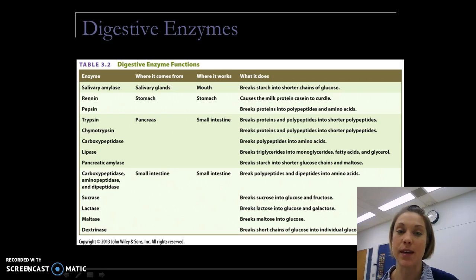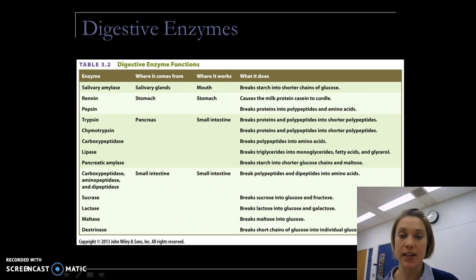Renin is found in the stomach. It causes the milk protein casein to curdle. We actually add renin enzymes externally to milk to make cheese. Pepsin breaks proteins into polypeptides and amino acids in the stomach. Trypsin comes from the pancreas and is secreted into the small intestine to break proteins and polypeptides into shorter polypeptides. And when we look at chymotrypsin and carboxypeptidase, they perform similar roles in breaking down proteins.